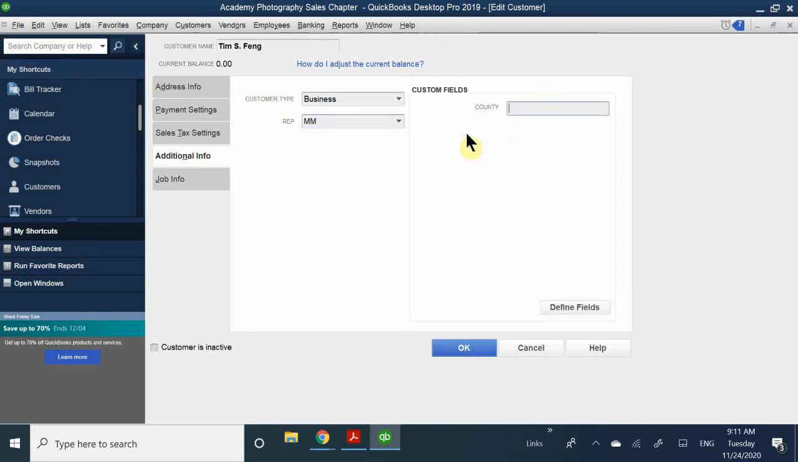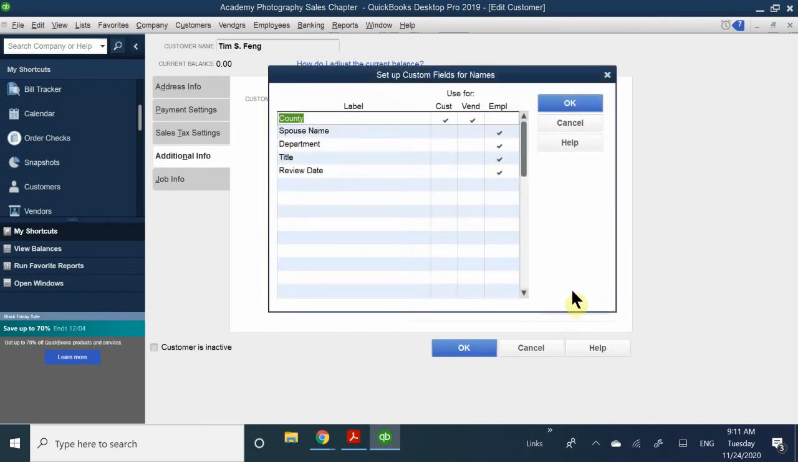What is the county? Santa Clara. Santa Clara. All right. So again, this is custom fields. You can create up to 7 custom fields per person. Okay, so for example here, let's say there's something that I find out about him.